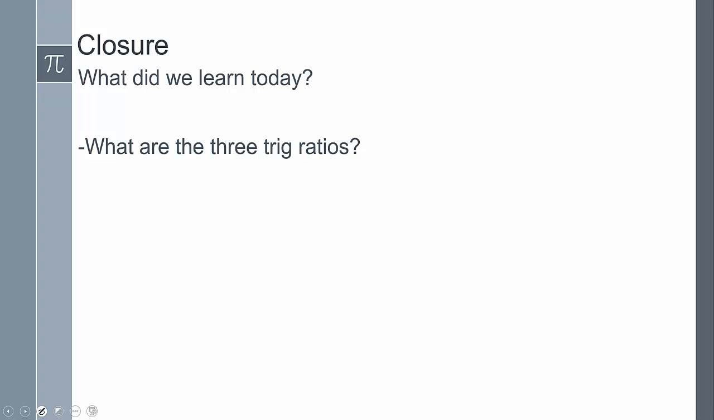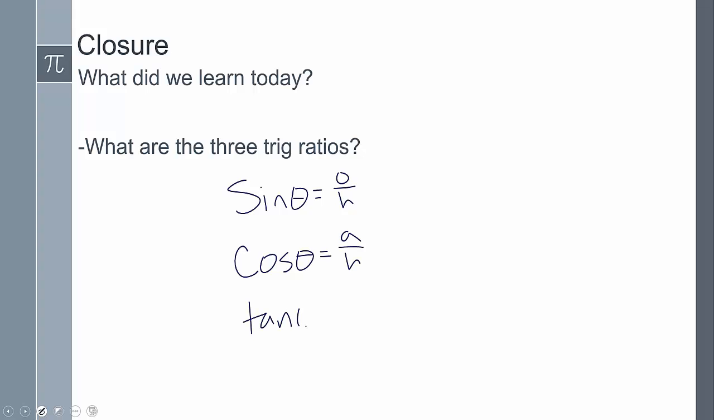And so what are those three different ratios? We have the sine ratio, which is the ratio of opposite to the hypotenuse. We have the cosine ratio, which is adjacent to the hypotenuse. And we have the tangent ratio, which is the ratio of opposite to the adjacent. And we memorize that with SOHCAHTOA.